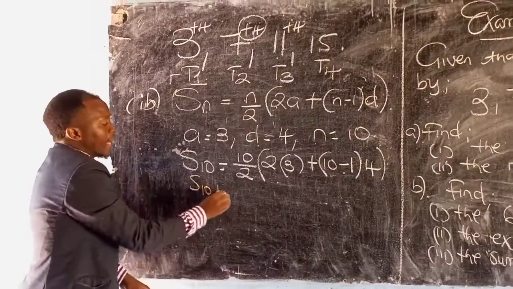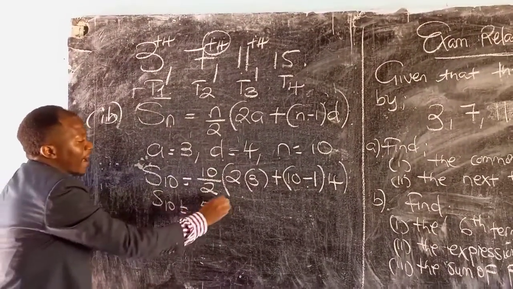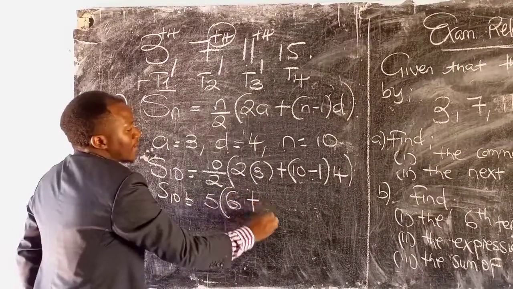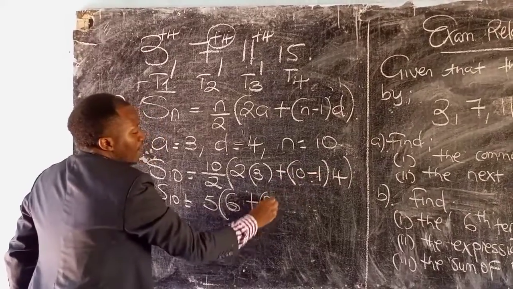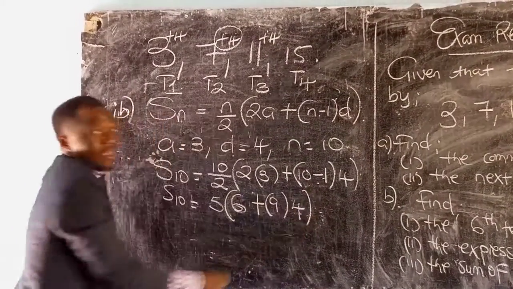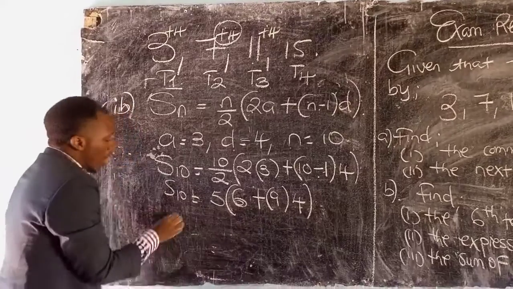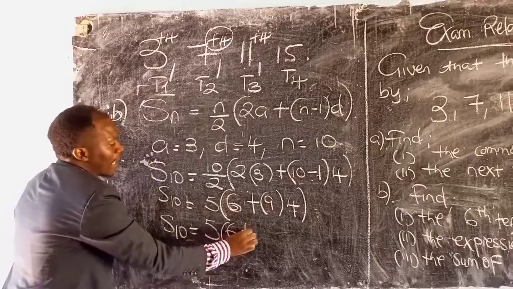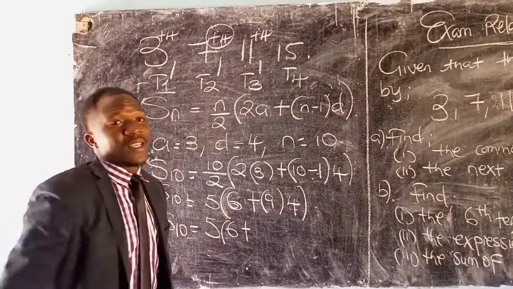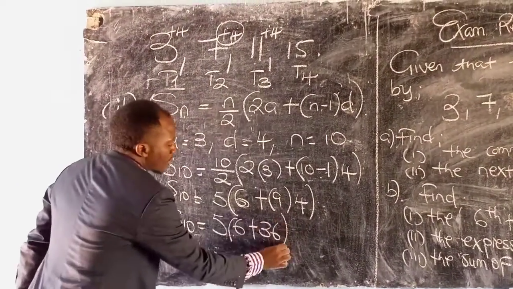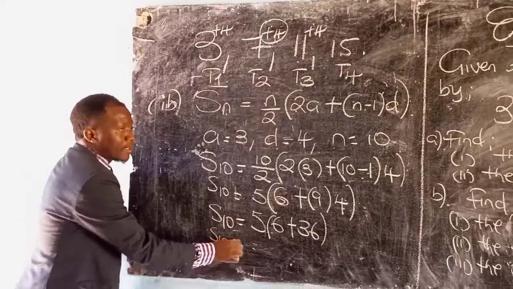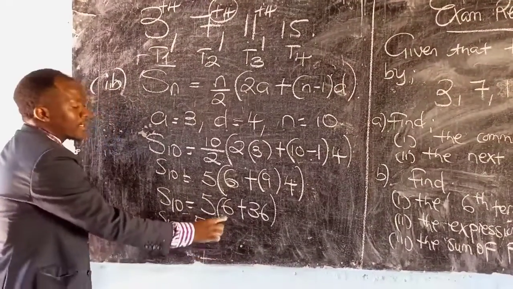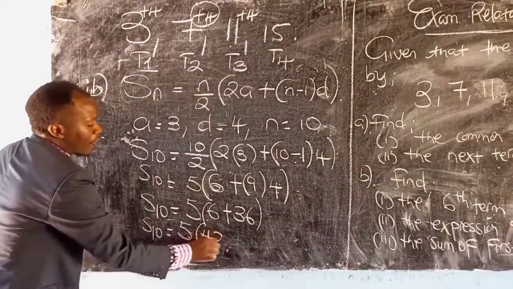We are going to divide 2 into 10. We're going to get 5. 2 times 3, that is 6. Then plus, this is going to become 10 minus 1, leaving a 9, but to be multiplied with a 4. When we reach that stage, we are going to say sum of terms, we're going to say 5, open brackets, 6 plus 4 times 9, which is going to give us 36. So we put 36. Then we're going to say sum of 10 terms. This number should only come and multiply the answer. So it's going to be 5, open brackets, 6 plus 36, we are going to get 42.